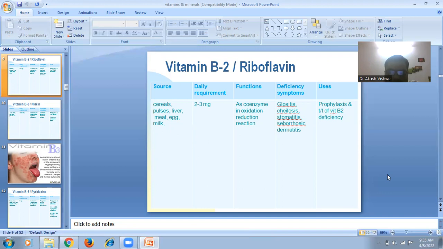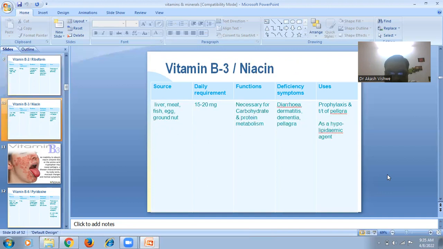So what are the specific deficiency? We also studied about this. Now we have vitamin B3 or niacin. It is a very essential vitamin which is required daily.